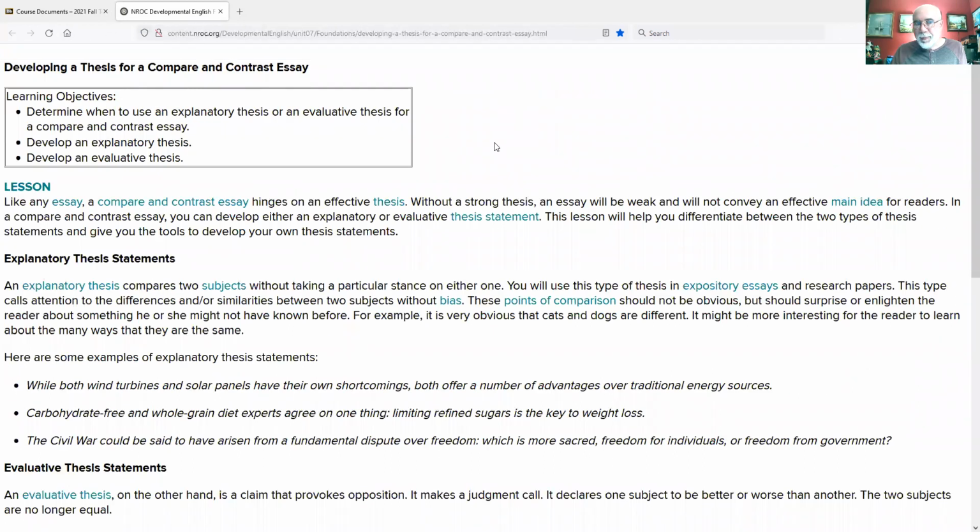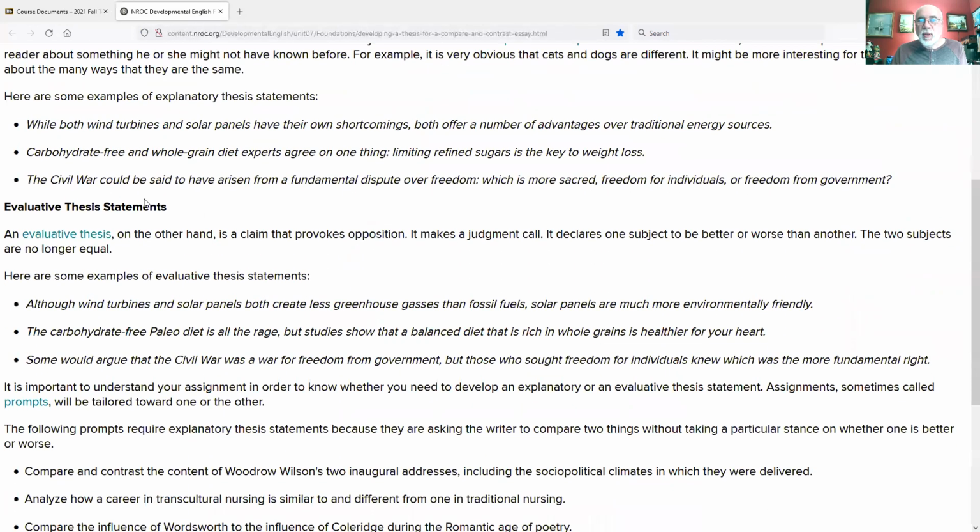You also want to take a look at this webpage here. Now, as I said, for our argumentative essay, you've already done an evaluative thesis. You didn't know it at the time, but you did. So, for example, although wind turbines and solar panels both create less greenhouse gases than fossil fuels, solar panels are much more environmentally friendly. Now, that can be argued, just as you argued, well, I think things are worse now for African Americans than they were in 1963, or I think they're better. It could be argued, right?